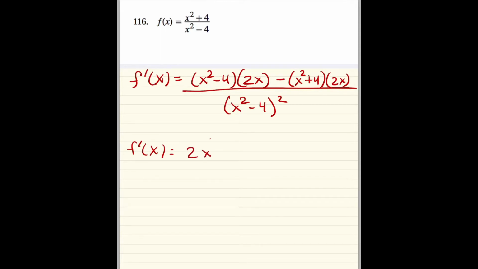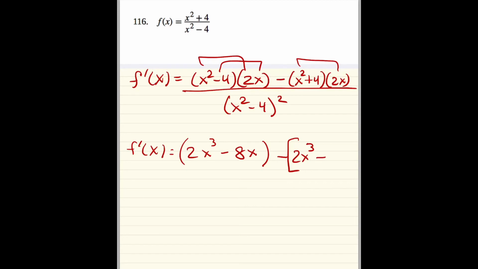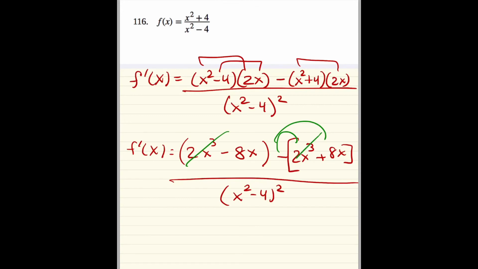That's going to be 2x to the third minus 8x. When you clean this up, you must clean it up, minus, that's going to be 2x to the third plus 8x all over the bottom squared. You are going to distribute this negative, and you'll notice this cancels out with this, and negative 8x, and this becomes negative 8x. You get negative 16x over x squared minus 4 squared. That's how you do that.